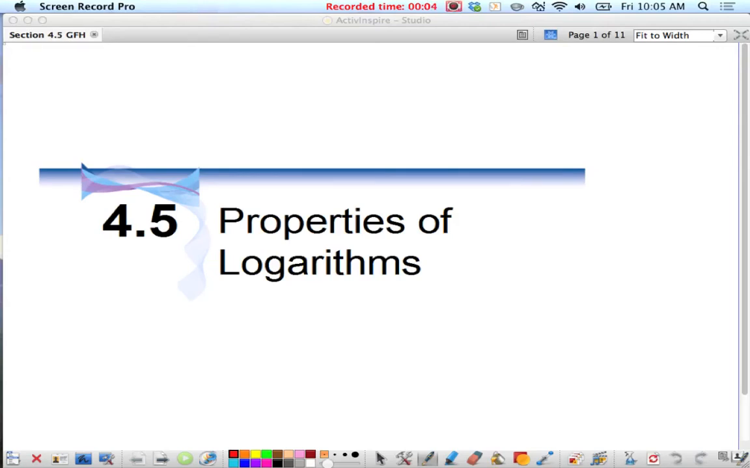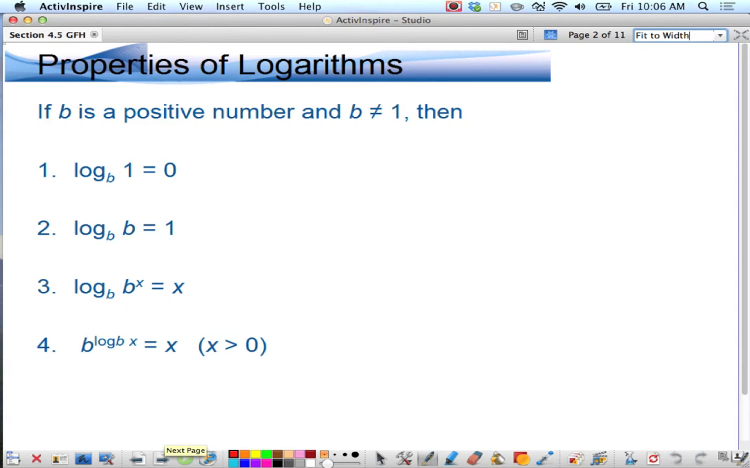Section 4.5 goes deeper into logarithms, and we're going to talk about all the different properties of logarithms. A lot of them you should remember from Algebra 2, so this should still be a review. But some of you may not have really understood them very well back then, so don't hesitate to ask questions. You want to make sure you get them this time around. So let's start off with this.